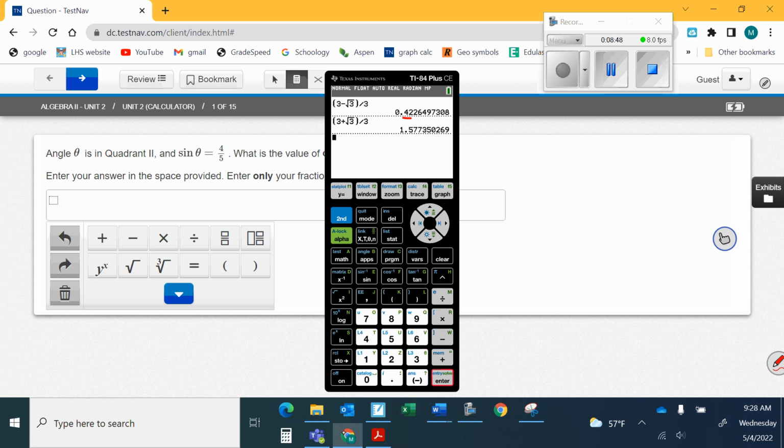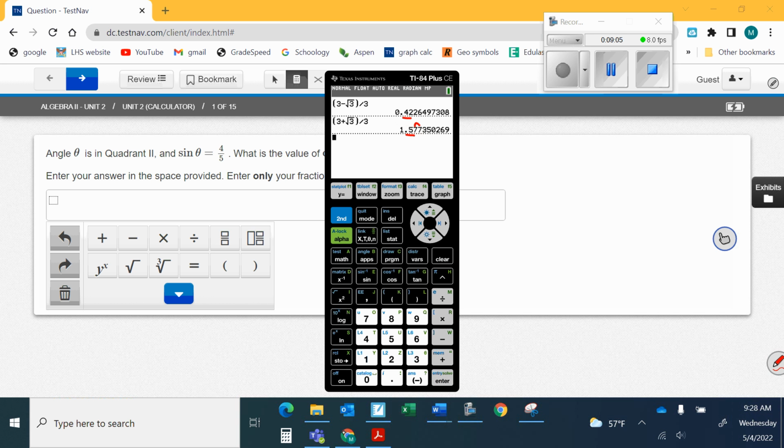See, if I do second entry, it keeps going back a step each time. Okay, and I went and found my 3 plus root 3 divided by 3. So this would be 1.58 because that 7 makes it round to an 8 right there. So there would be my 2 answers.